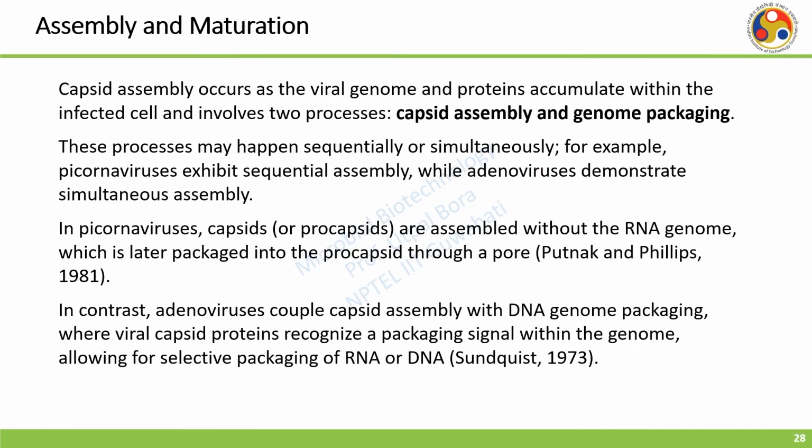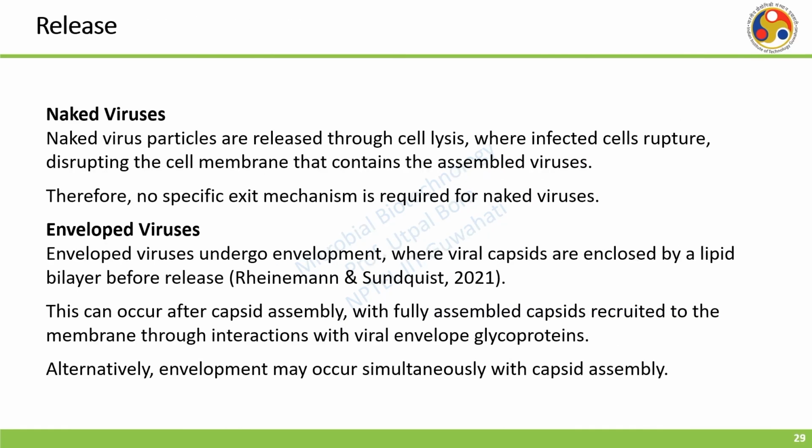In picornaviruses, capsids or procapsids are assembled without the RNA genome, which is later packaged into the procapsid through a pore. So, the procapsid will be formed, and through this pore the genetic material will be internalized. In contrast, adenoviruses couple capsid assembly with DNA genome packaging. So, it goes side by side, where viral capsid proteins recognize a packaging signal within the genome, allowing for selective packaging of RNA or DNA.